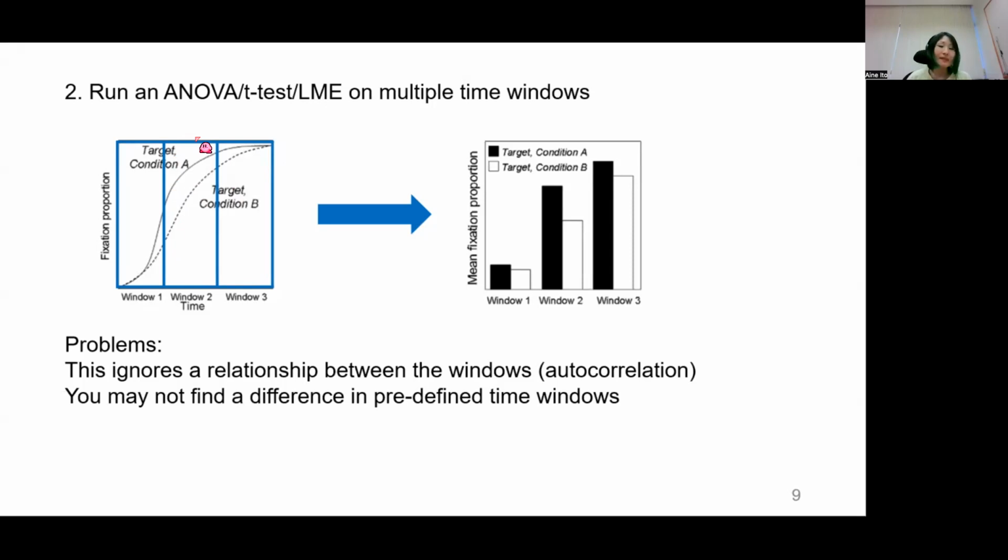And again, ANOVA or LME assumes that each observation is independent, right? So if there's a correlation between two adjacent observations, that's not great. The model is ignoring such a relationship, right?